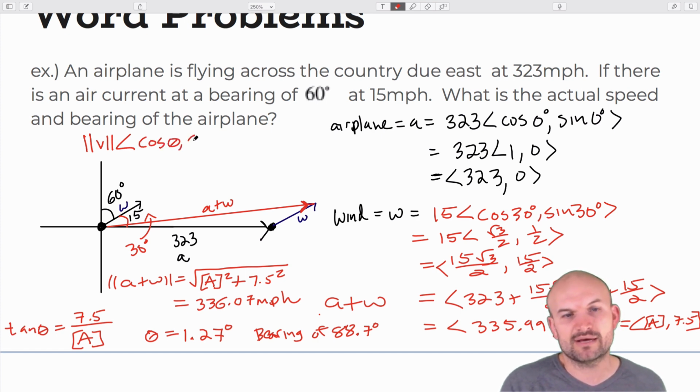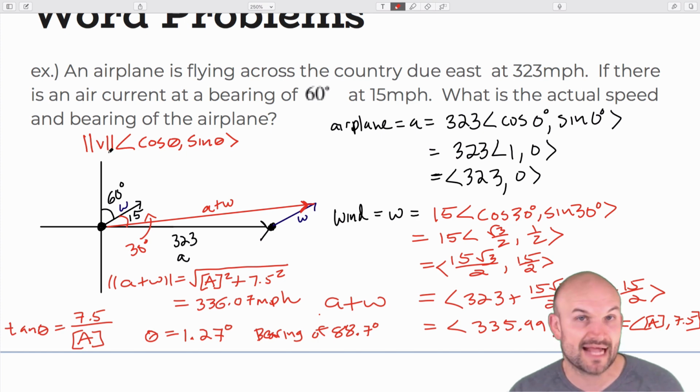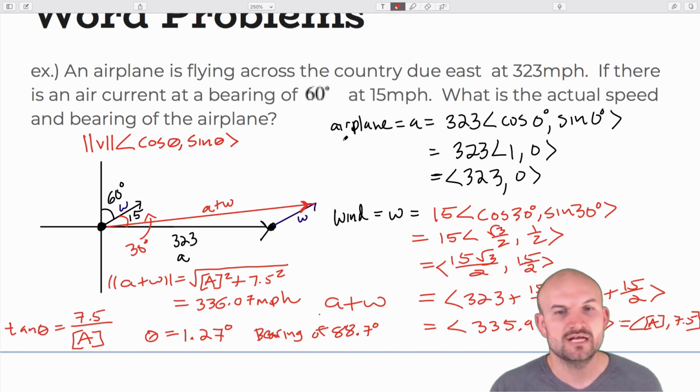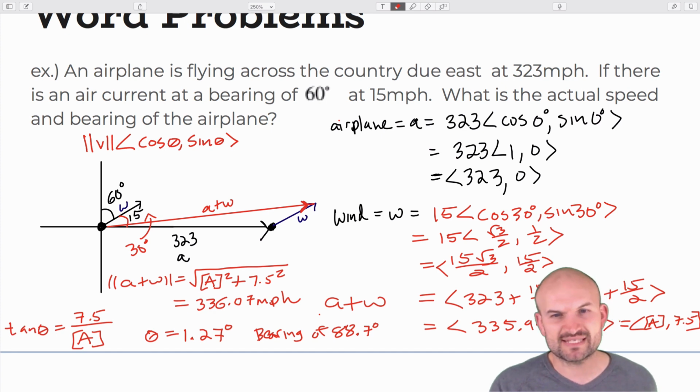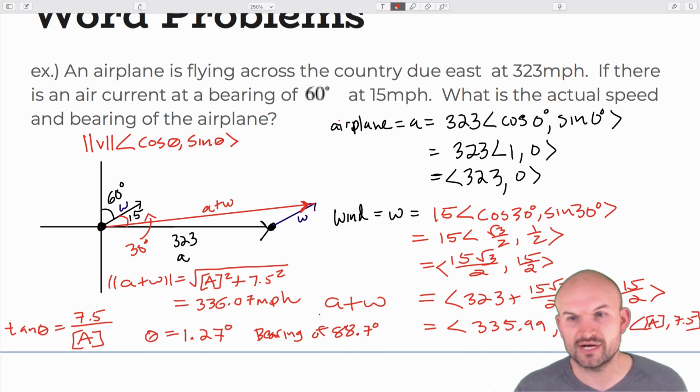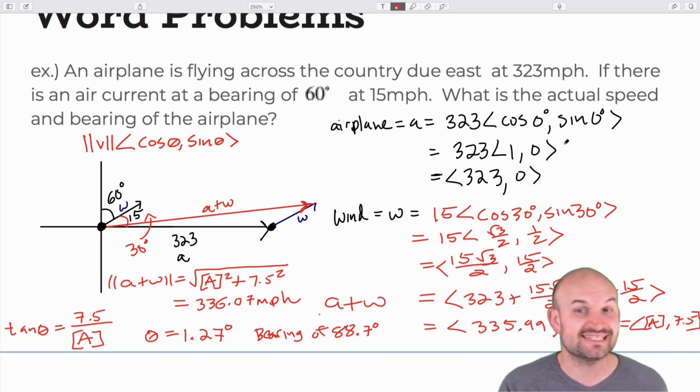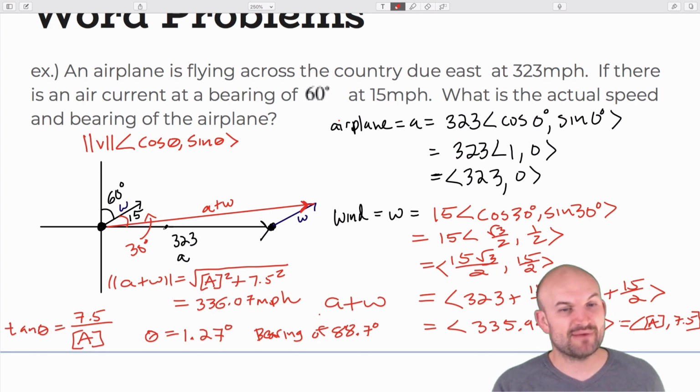That is a concept we worked on in our last class period: any vector can be represented by its magnitude as well as its angle. So I'm going to have the airplane, and I'm going to represent that as vector A. You can see it right in here. It's going 323 miles per hour at a bearing of, at an angle of 0 degrees, right? Even though that's a bearing, it's going due east.